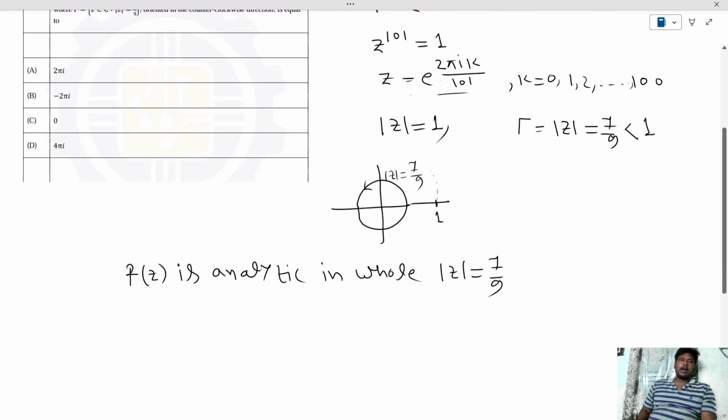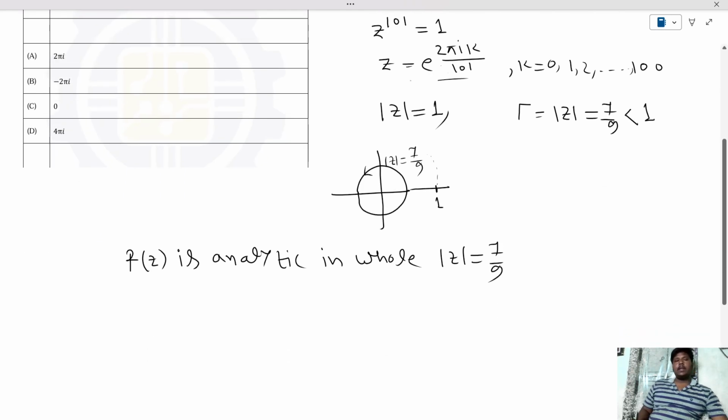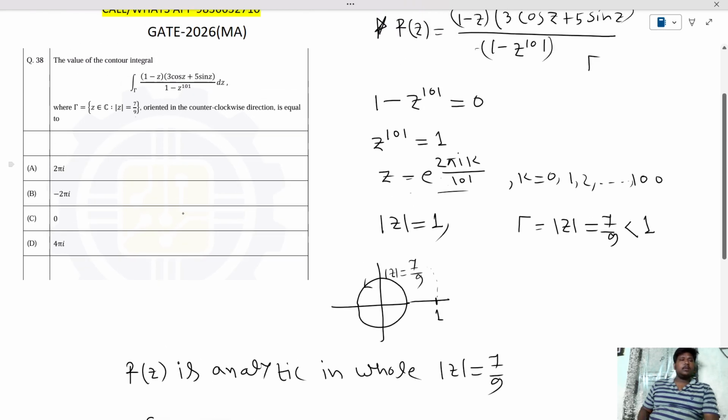Then what does Cauchy's theorem say? Cauchy's theorem says if f(z) is an analytic function, then for any closed contour C, the integration of f(z) dz is strictly equal to 0. So option C is correct, because here we see that this function is totally analytic, and this contour is a closed contour with modulus less than 1.